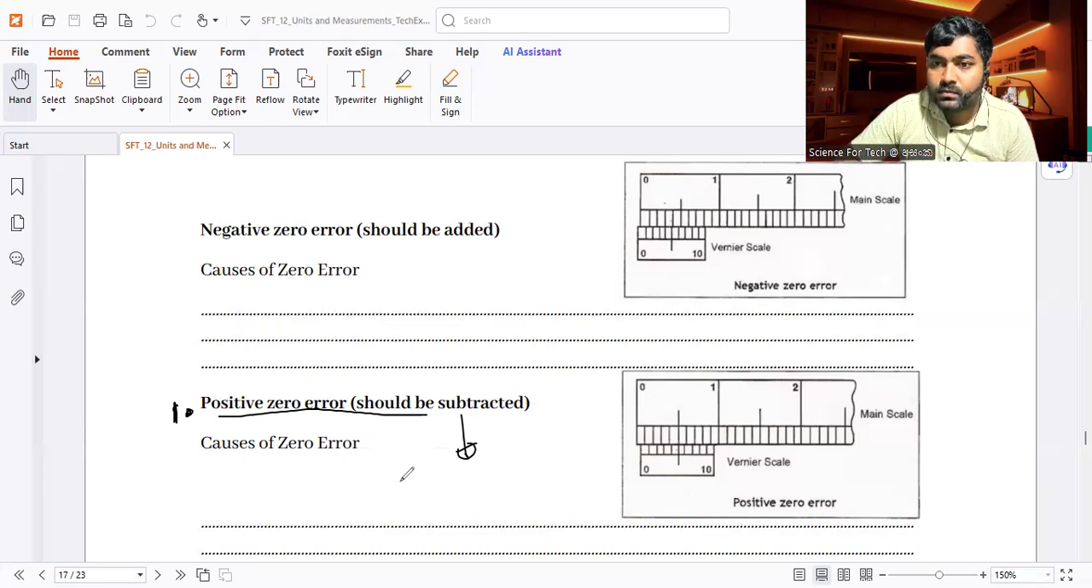Finished? Yes, sir. Okay. Then this is a positive zero error, so you have to subtract the error. Understood? That means you are reading something beyond. That means you are reading something greater than the actual value. Your reading is greater than the actual value.